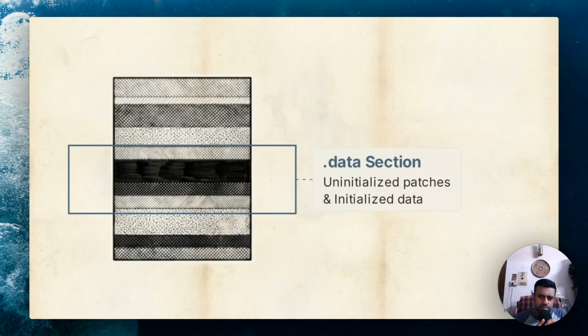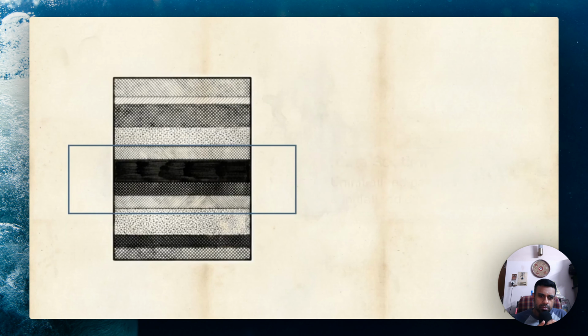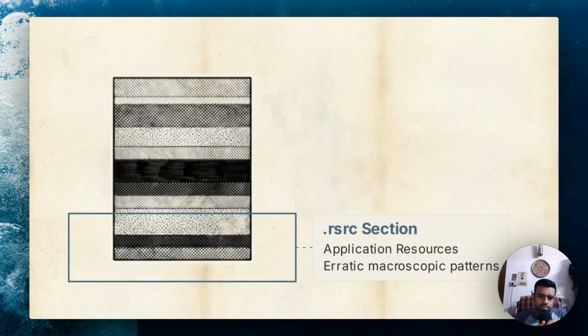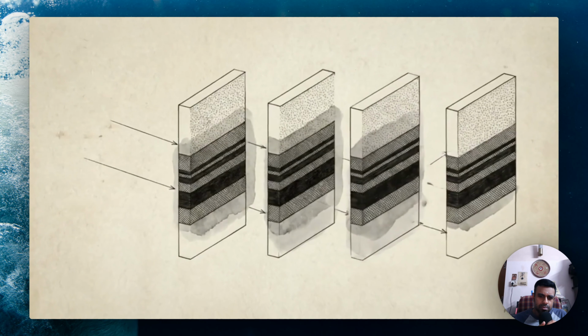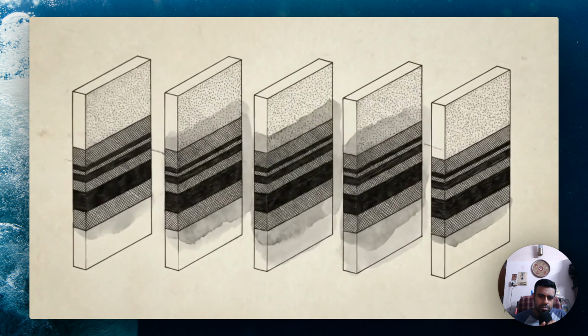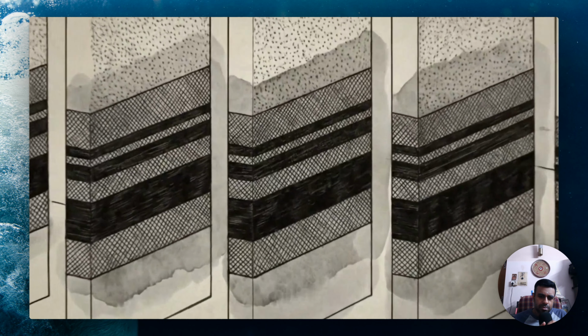Below that is the .data section. This area holds both uninitialized code, which appears as solid black patches, and initialized data, which returns to a fine-grained texture. Finally, the .rsrc section at the end of the file contains application resources, like icons. These structures create highly distinct, erratic macroscopic patterns. Because malware variants heavily reuse code, these macroscopic textures are highly conserved across different samples within the family.